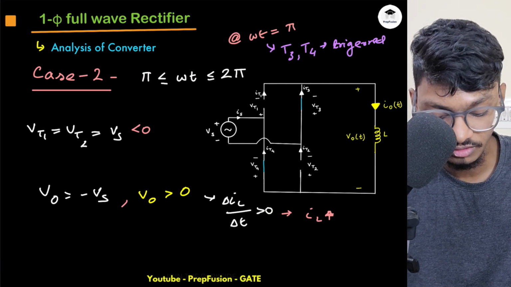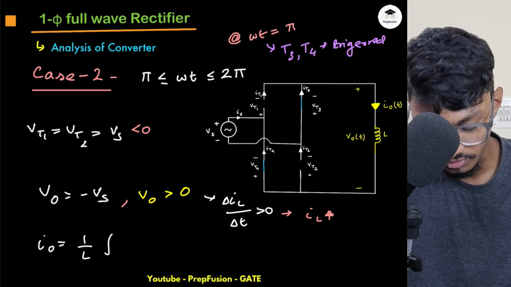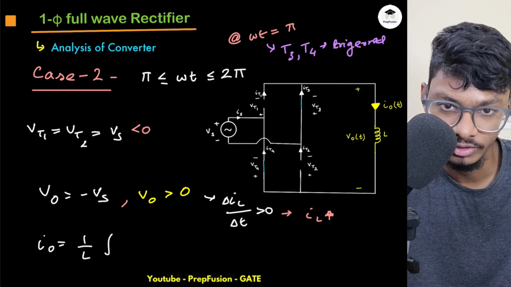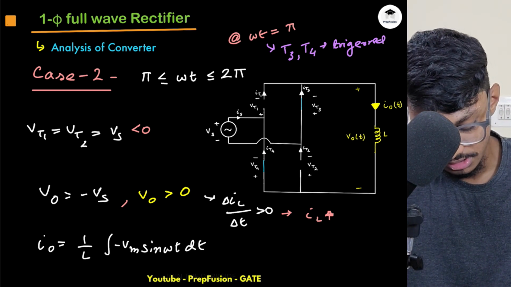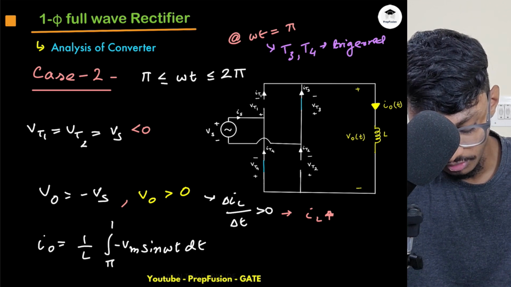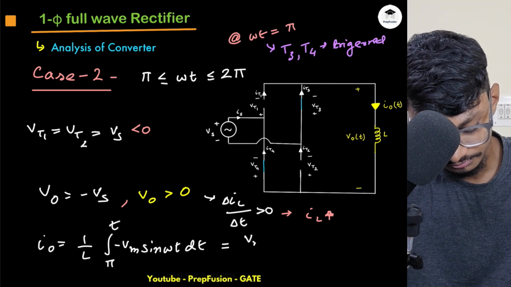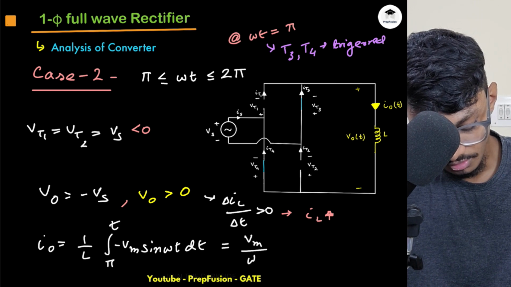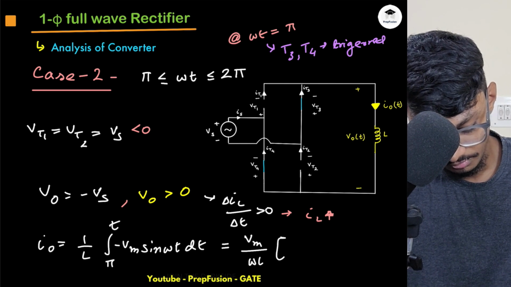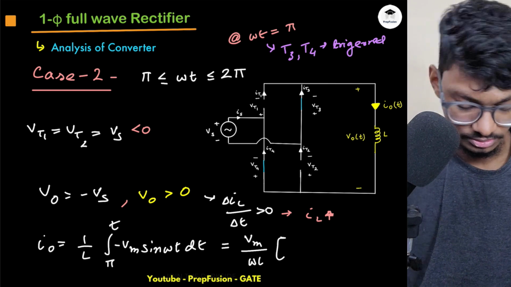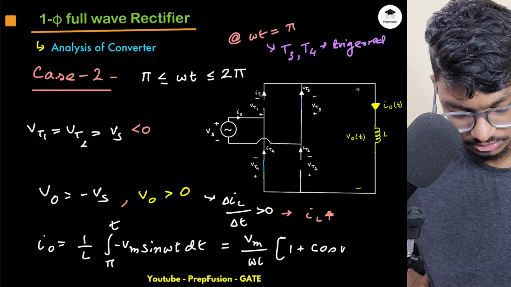And what will be the expression for current? I will just write down the expression for current. Again, same. IO is equals to what? 1 by L integration of minus Vs this time, because it is VO and VO is minus Vs. So it will be minus Vm sine omega t dt, and I'm starting with pi and I'm going for some time t. So this will be Vm by omega L, and this will be basically cos, this will be 1 plus cos omega t.